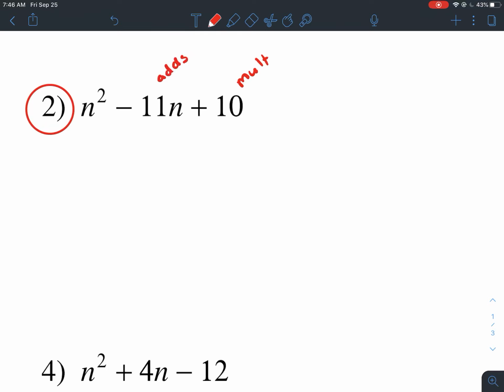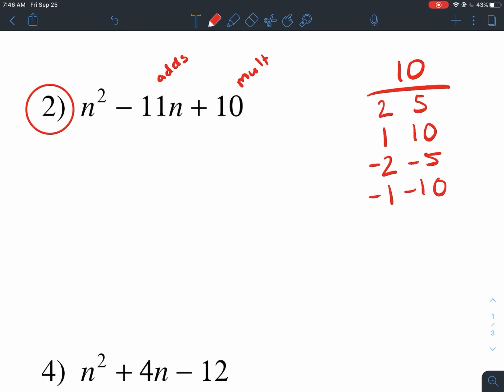If we look at number 2, again, we need to figure out what multiplies to give us this number and adds to give us this number. So let's write out all of the factors of 10, different ways we can multiply to get to 10. We have 2 and 5, 1 and 10, and then you can also have negative 2 and negative 5, negative 1 and negative 10. So looking at these options, I need to figure out which one of these pairs is going to add to give me a negative 11.